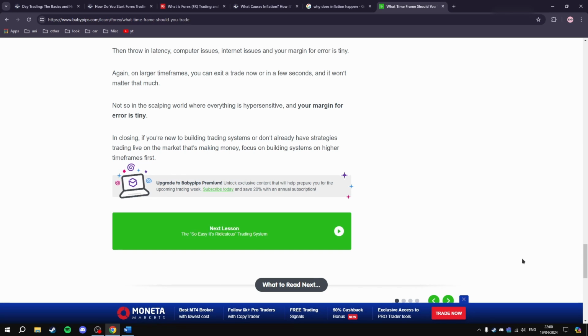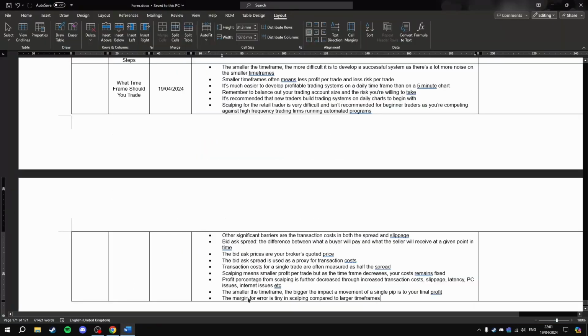In closing, if you're new to building trading systems or don't already have strategies trading live on the market that are making money, focus on building systems on higher time frames first. Yes, gotcha.